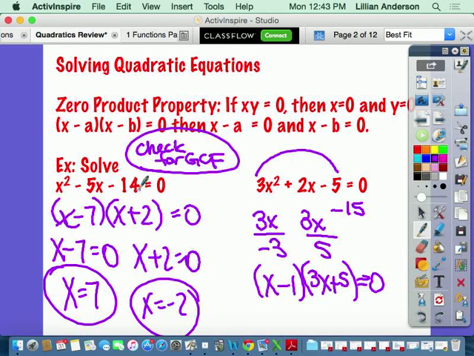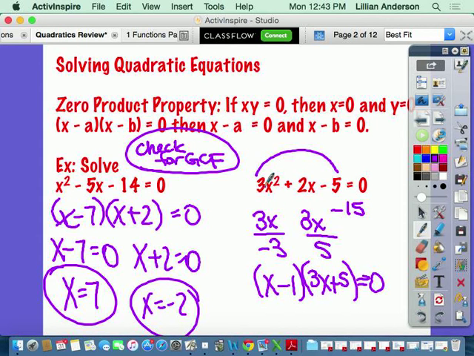So let's review factoring. When a is 1, you find two numbers that multiply to give you the c and add together to give you the b. So two numbers that multiply to give you negative 14 and add to give you negative 5, that's negative 7 and positive 2. So you write in the two factors, x minus 7 and x plus 2. You set both factors equal to 0 and you solve to get x equals 7, x equals negative 2.